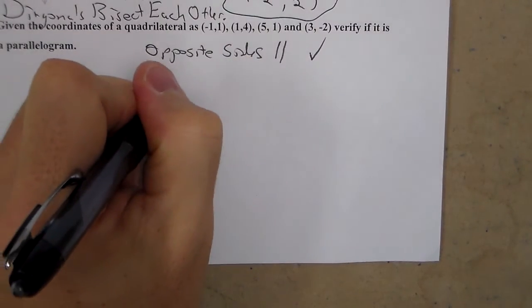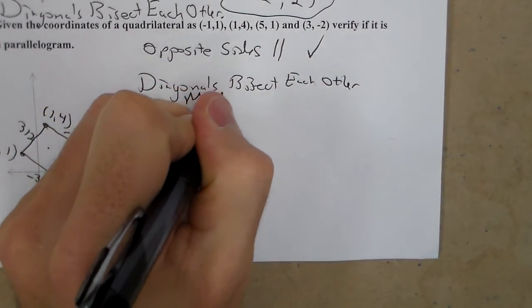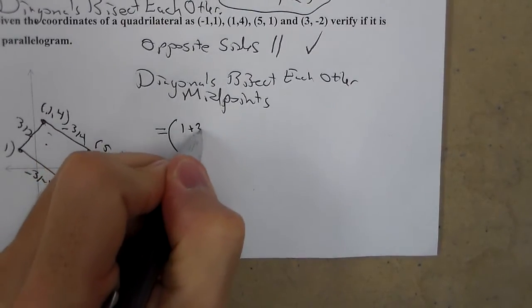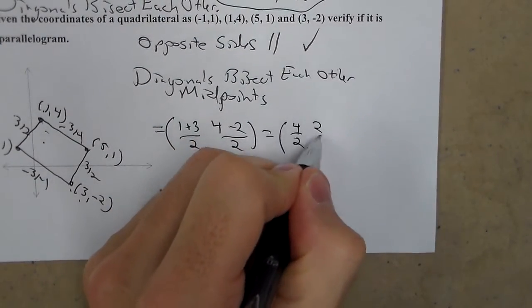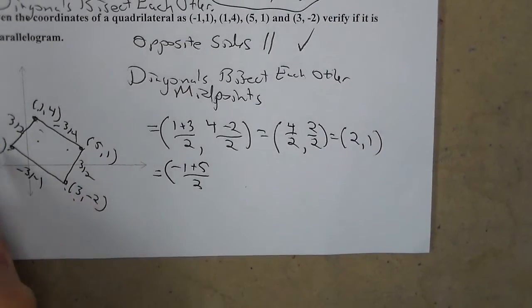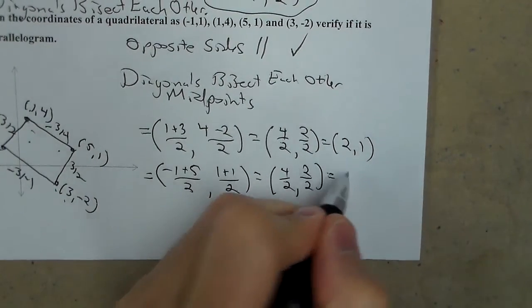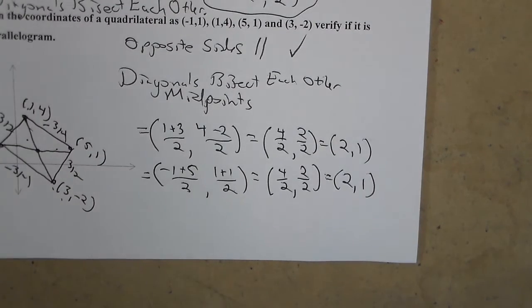Another option is to look at diagonals bisect each other, and that's where we're going to take midpoints. So we're going to use these 2 points. We get (1 plus 3) over 2, (4 minus 2) over 2. This gives us 4 over 2 and 2 over 2, so our answer is 2, 1. And our midpoint for these two is going to be (-1 plus 5) over 2 and (1 plus 1) over 2. And this becomes 4 over 2, 2 over 2, which is 2, 1. So the fact the midpoints are at the same point, it tells us the diagonals bisect each other. The final option you could do is use distance formula, but that would be a little bit messy. I would go through and just show opposite sides parallel, or even that fact that diagonals bisect each other.